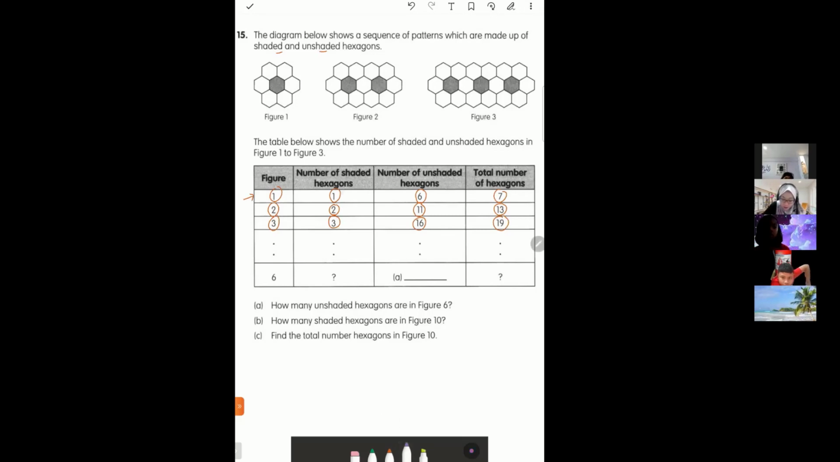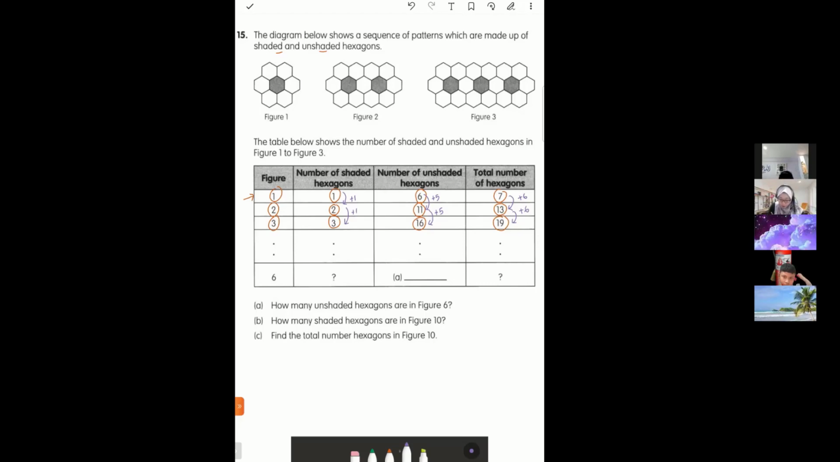For the shaded ones, from 1 to 2, I just plus 1. 2 to 3 also, just plus 1. Like that, right? What about the unshaded? From 6 to 11, I plus 5. From 11 to 16, I plus 5. Can you see the pattern there? From 7 to 13, I must plus 6. From 13 to 19, plus another 6. For pattern kind of question, there will always be a pattern in each of the columns.